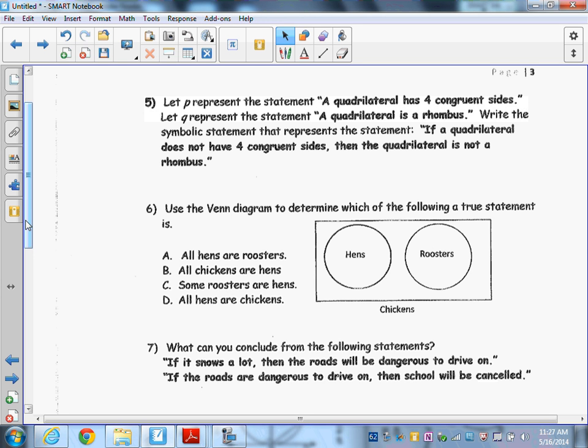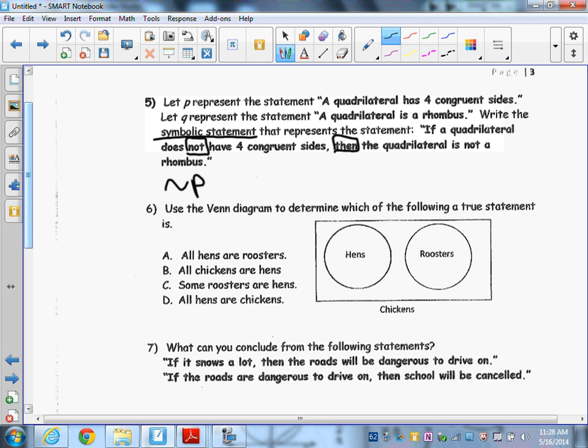So for the next page, it says let P represent the statement, a quadrilateral has 4 congruent sides. Let Q represent the statement, a quadrilateral is a rhombus. Write the symbolic statement. So we're asked to put our P's and Q's now. If a quadrilateral does not have 4 congruent sides, so that's going to be not P. Then, let me change colors for you. Then, remember this is the symbol for then, the quadrilateral is not a rhombus, so that would be not Q.